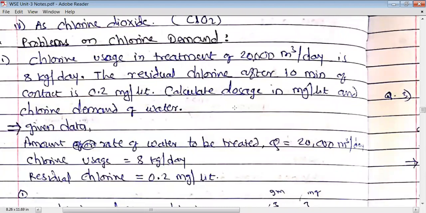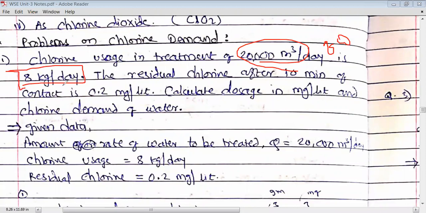Write down the problem. Chlorine usage in a treatment of 20,000 meter cube per day of water. So this rate of flow is nothing but the quantity of water. Chlorine usage in the treatment of 20,000 meter cube per day of water is 8 kg per day. So this is the usage of the chlorine.